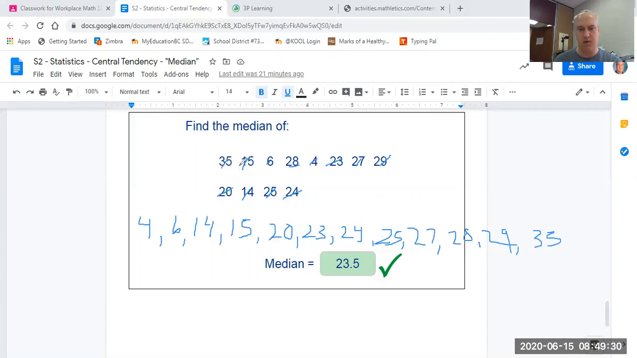We'll just double check how many numbers we have. 1, 2, 3, 4, 5, 6, 7, 8, 9, 10, 11, 12. So we have 12 numbers. That's an even number of numbers. So that means we're going to have 2 middle numbers that we're going to have to take the average of.